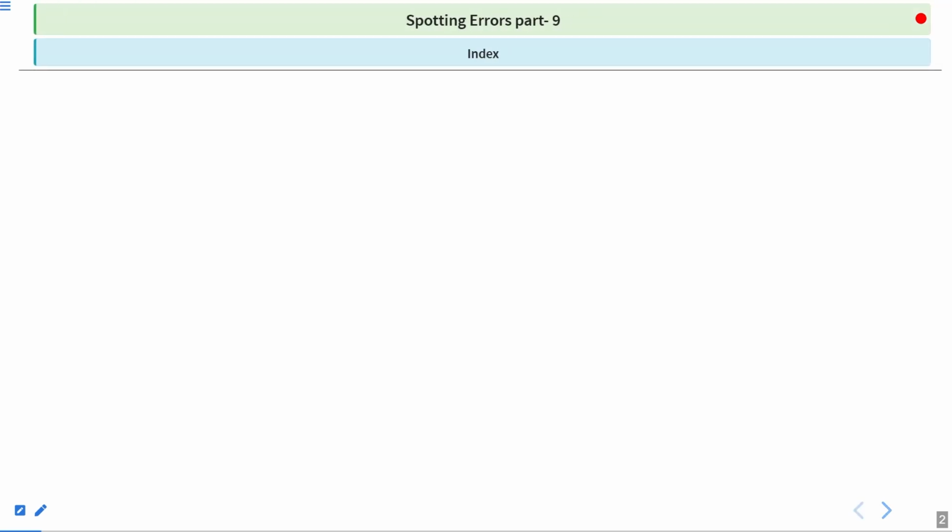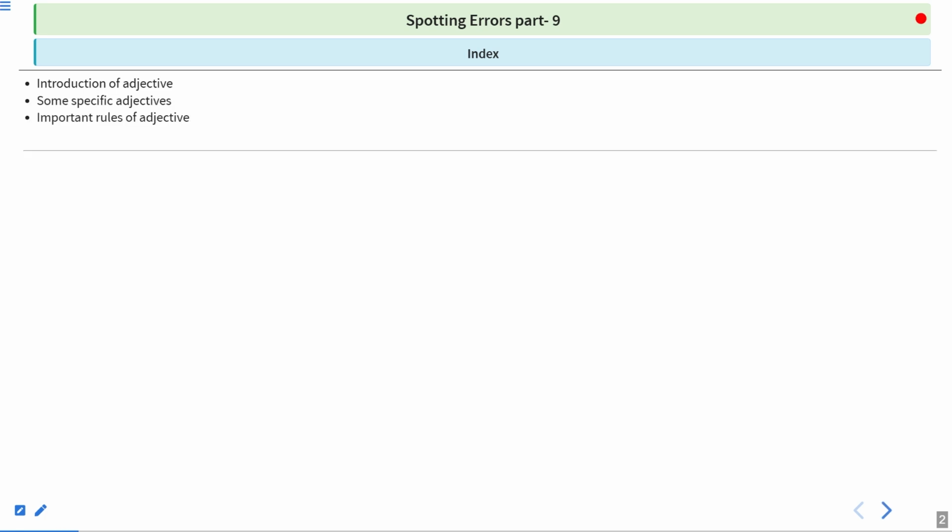First of all, the index: introduction of adjective, some specific adjectives, important rules of adjectives. So with this session we will learn the introduction of adjectives, some specific adjectives and important rules of adjectives. I hope you have understood.